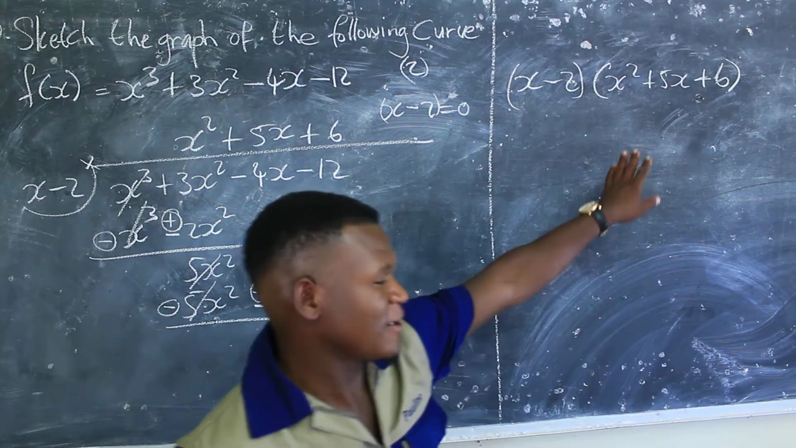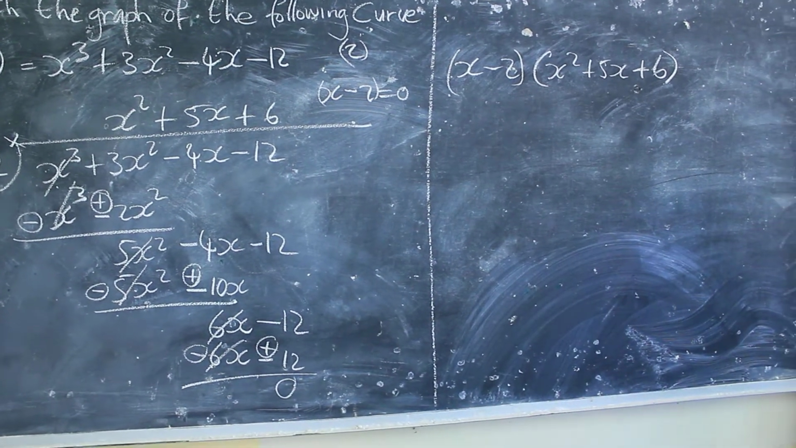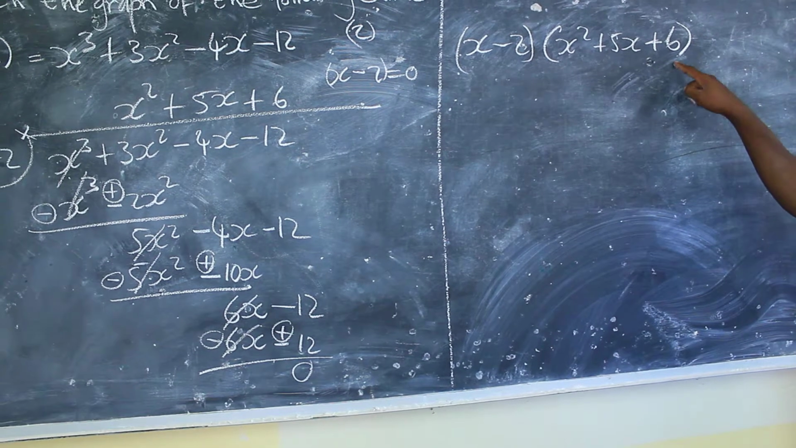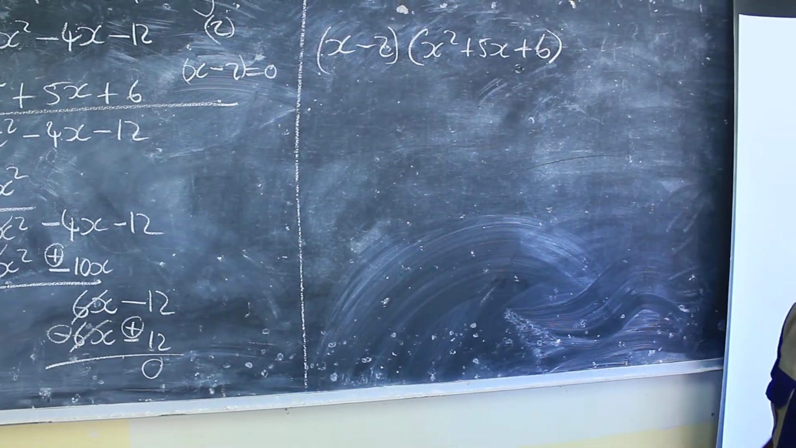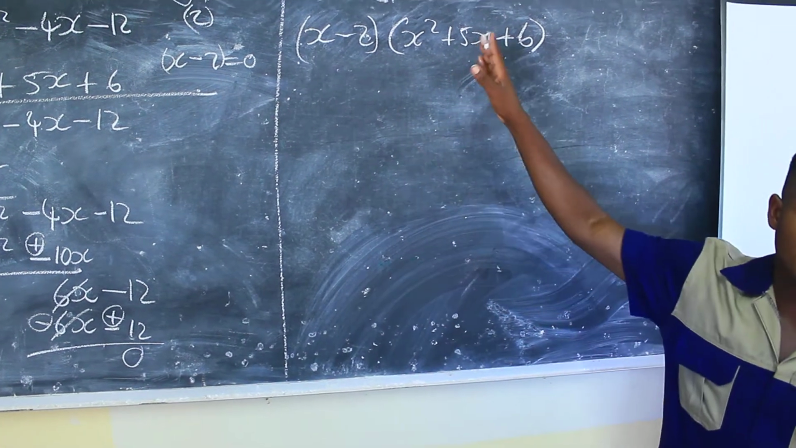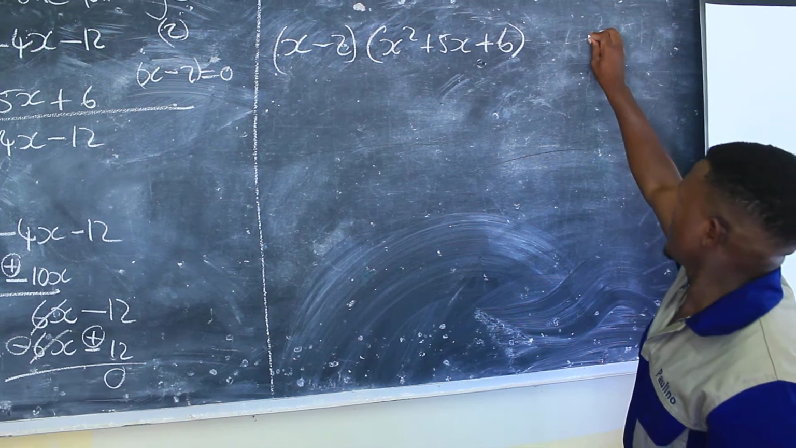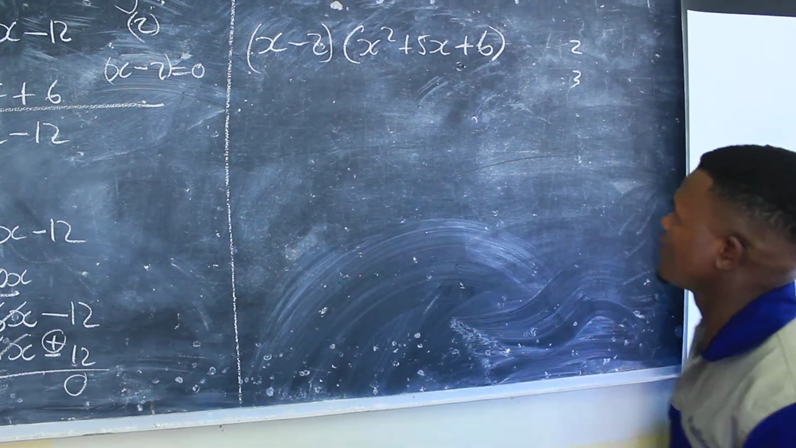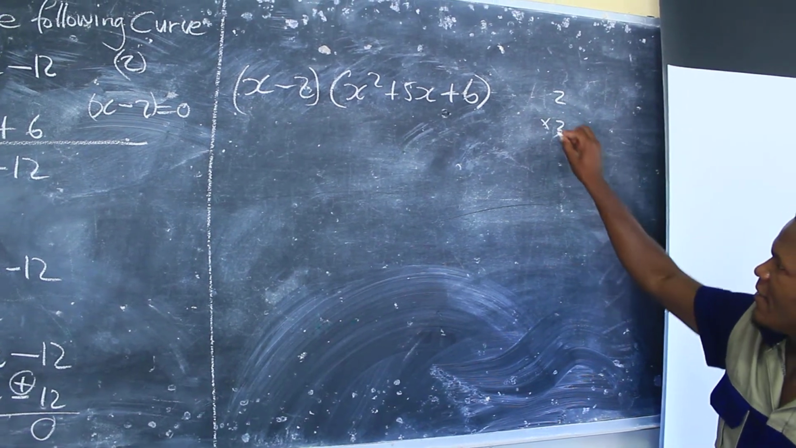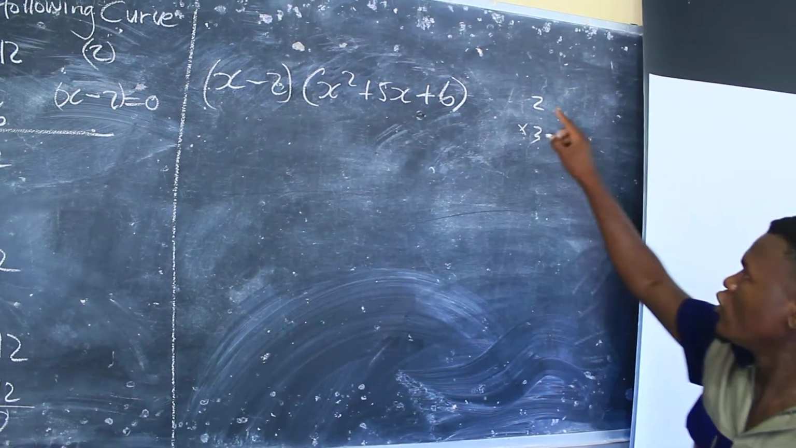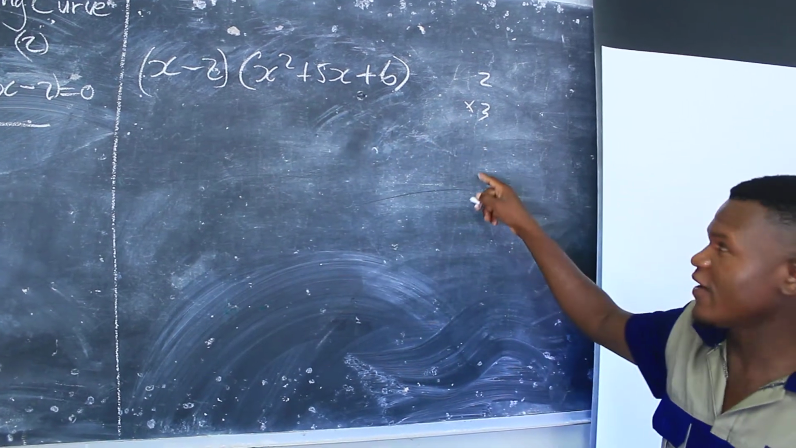We factor that one. How do we factor this one? This is what you do. Let's look for the two terms that go into 6. When you multiply them, you should get a 6, but when you add them, you should get a 5. What are these factors? Let's say 2 and 3. Okay? 2 multiplied by 3 is 6. 2 plus 3 is 5. So these are the correct factors.